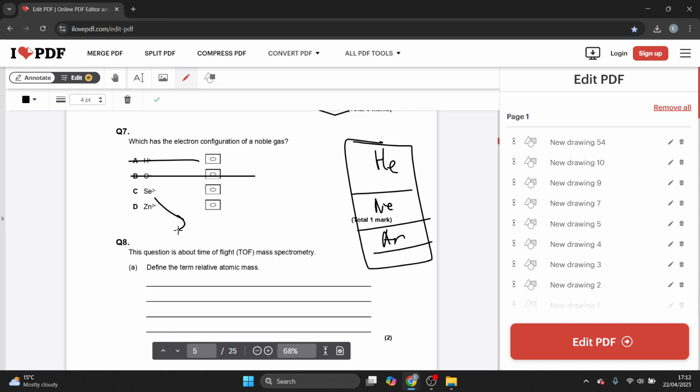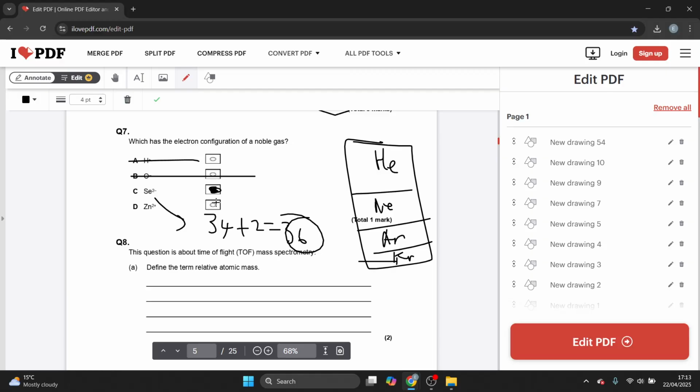Se2 minus, well, Se has 34 electrons. 2 minus, I'm going to add 2, 36 electrons. And do any of these noble gases have 36 electrons? Boom, krypton. Krypton has 36 electrons, therefore it's selenium. That's what it's testing you.